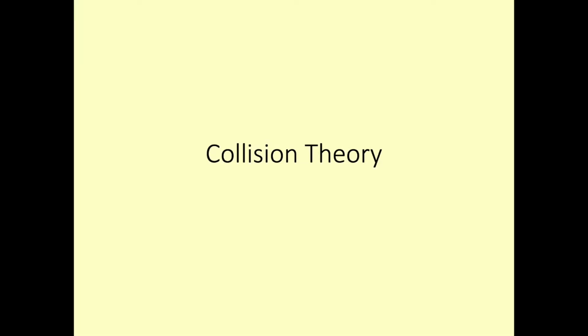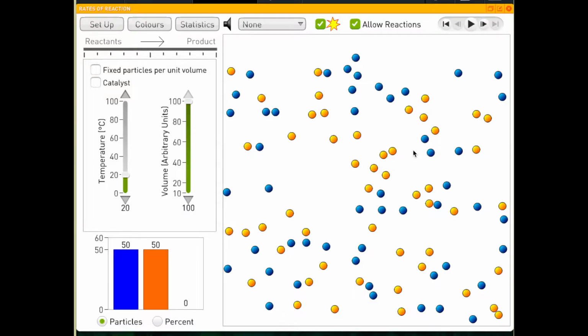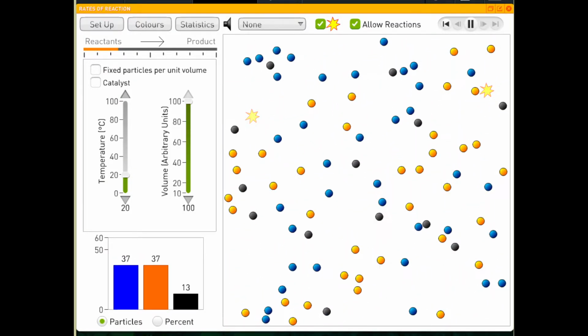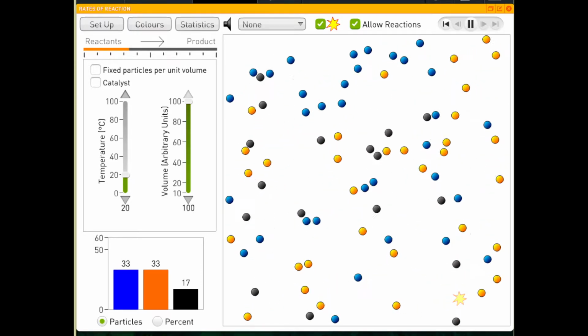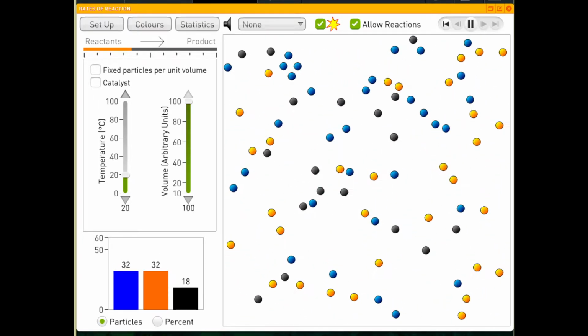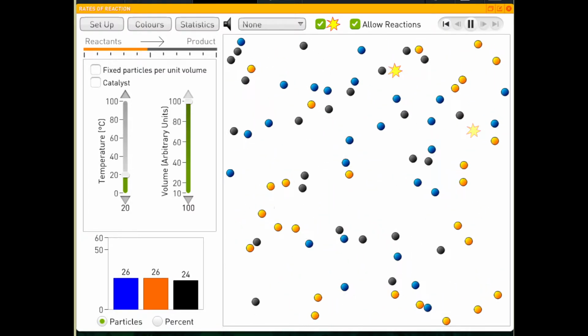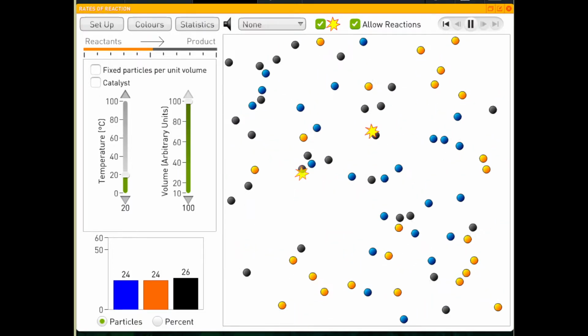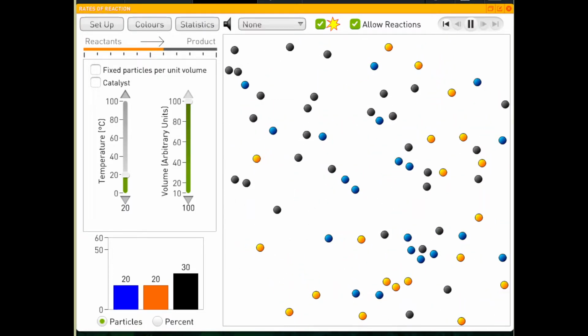In this lesson we're going to be looking at collision theory, and in order to illustrate this I'm going to show you a simulation. What we should be able to see here is some blue and orange particles that are going to be reacting together. So I'm going to press play, and so when you see a flash, this is a reaction happening, and so our reactants are the black particles. But what you should be noticing is that actually when the blue and orange particles collide with each other, they don't always result in a reaction.